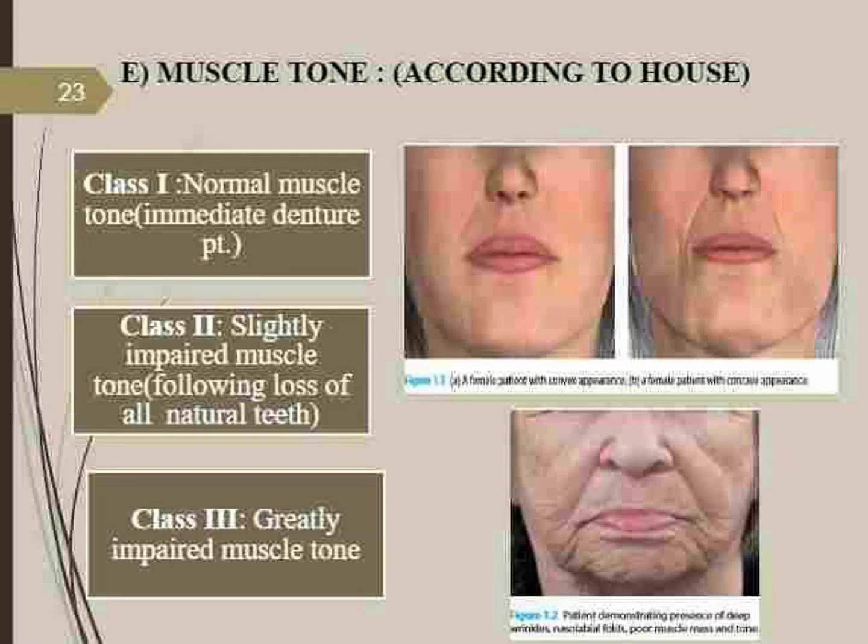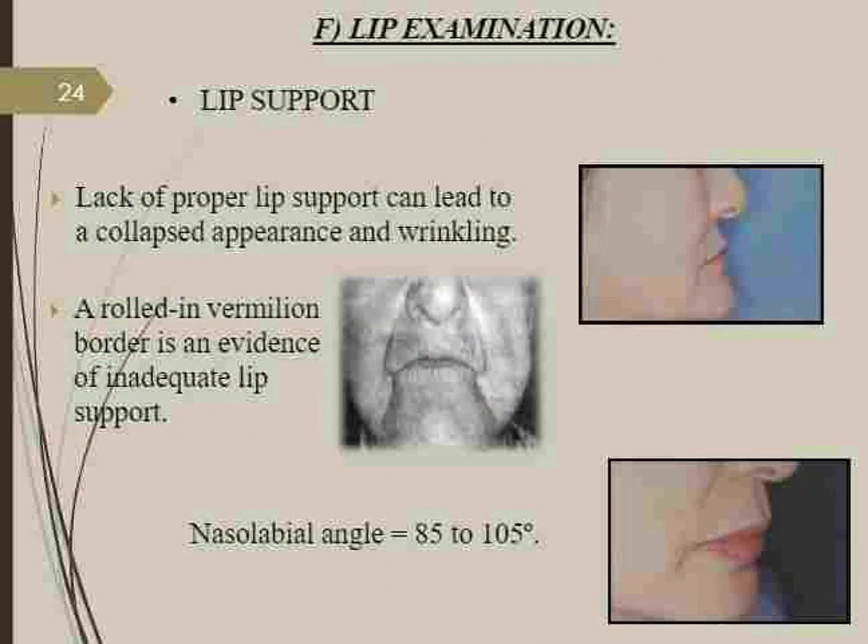Class 3 is to identify the loss of vertical dimension. Class 3 is greatly impaired muscle tone. Lip support, because lip is something which is important for supporting the maxillary arch and the teeth. We need to find out whether there is any lack of lip support, whether there is any rolled in vermilion border, which is an evidence to show that there is an inadequate lip support.